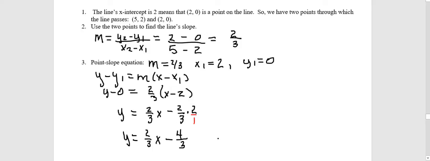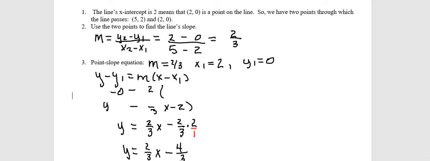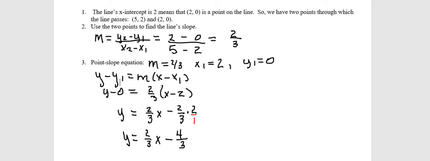And so 2/3 times 2 is the same as 2/3 times 2 over 1. So 2/3 times 2 over 1 is 4/3. So I get y equals 2/3 x minus 4/3.